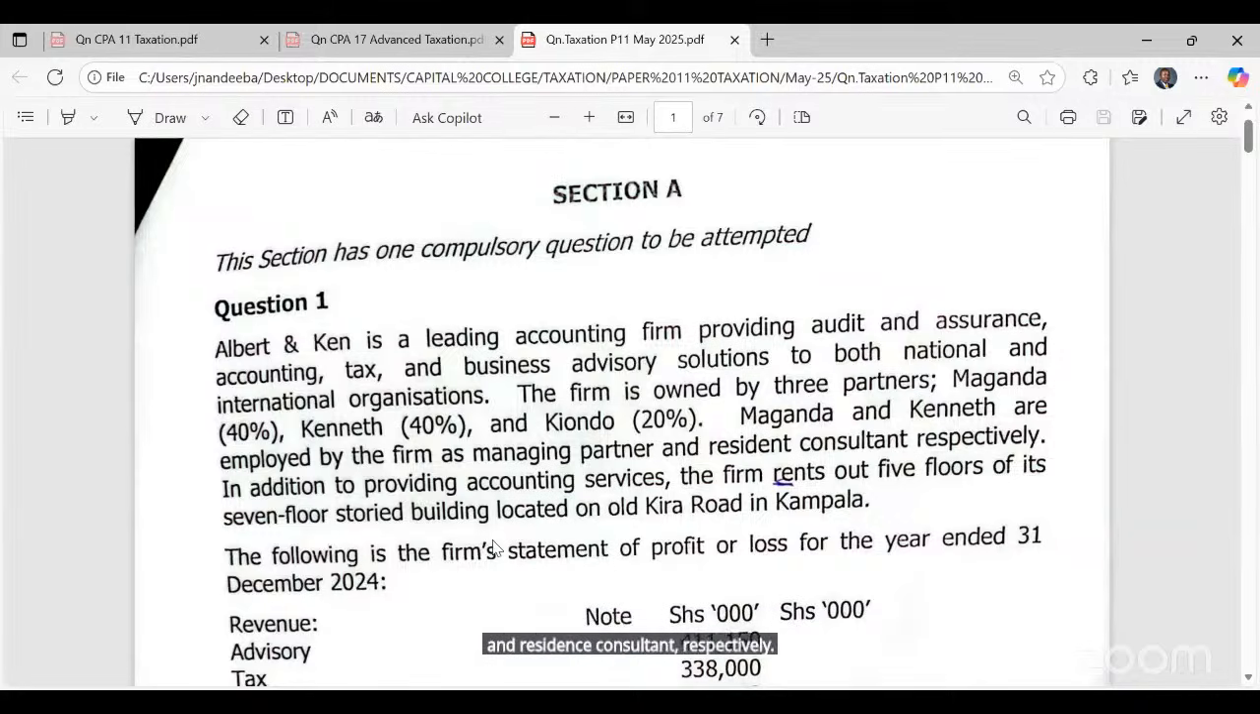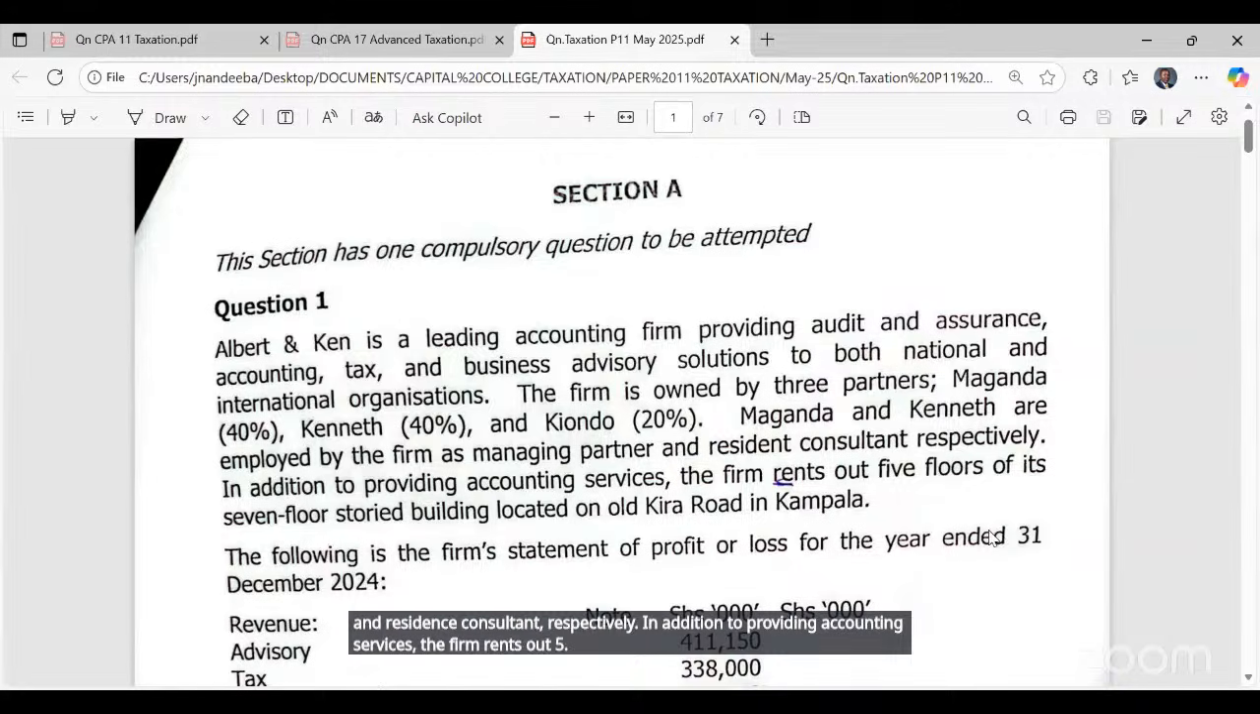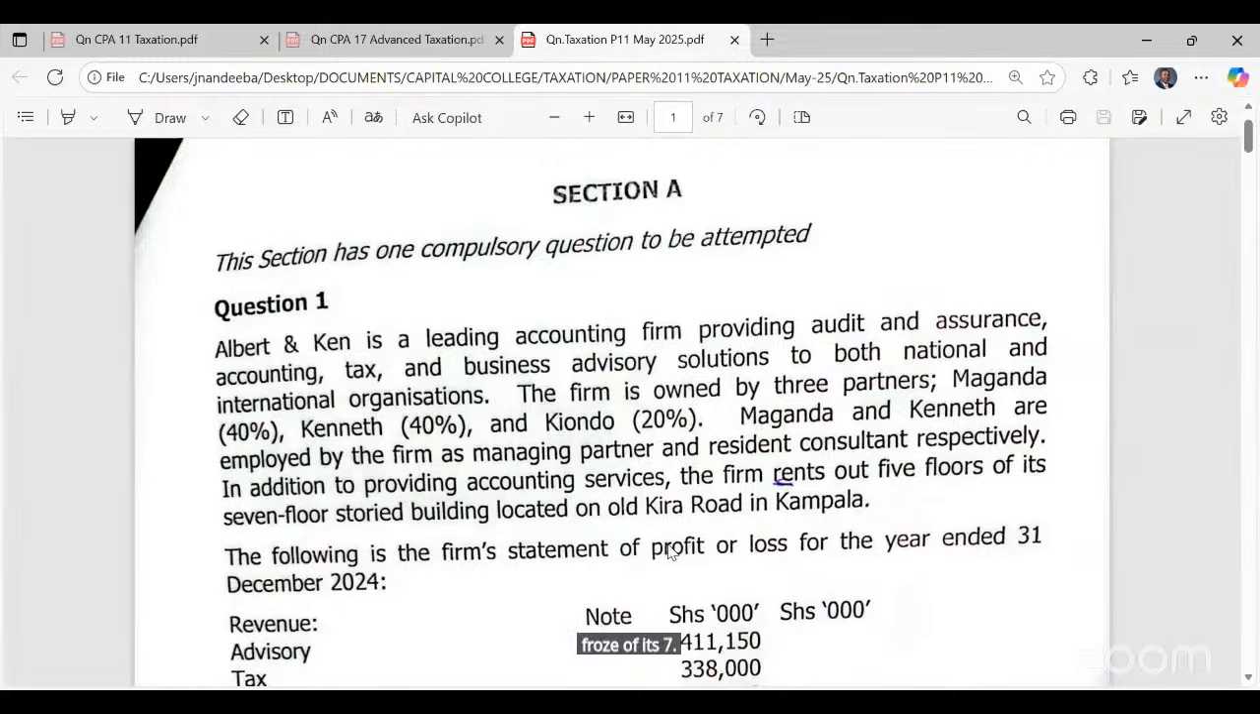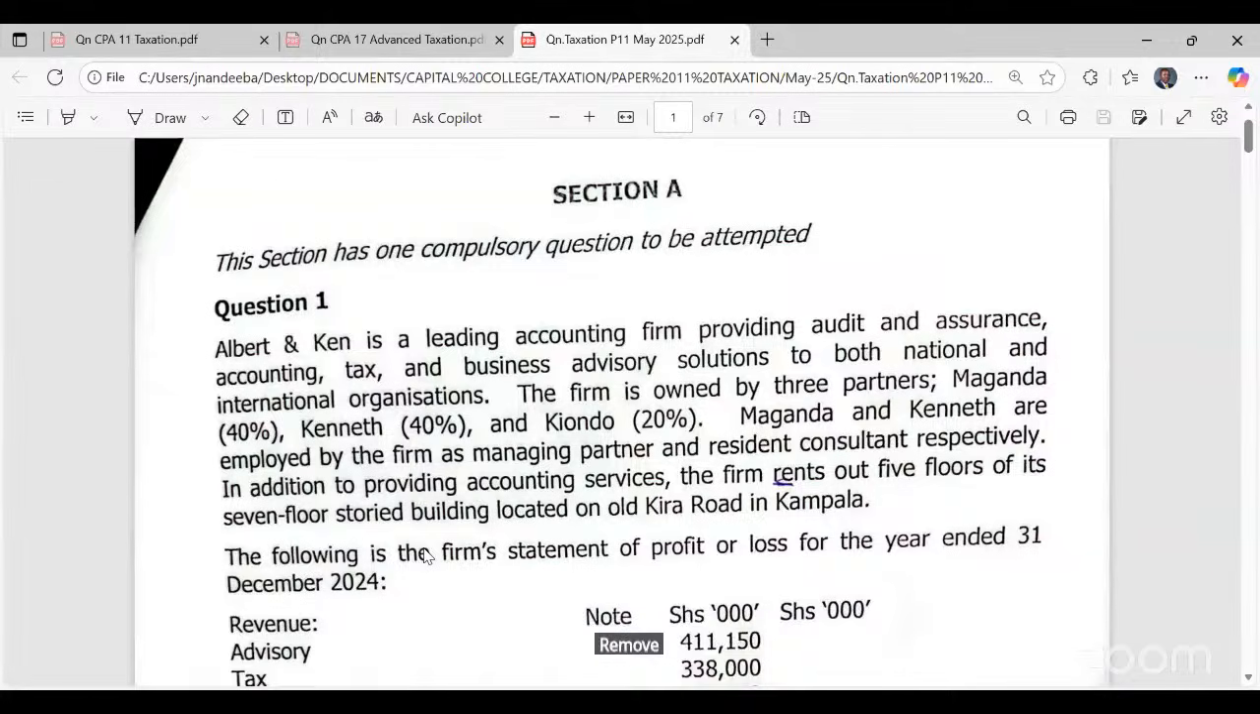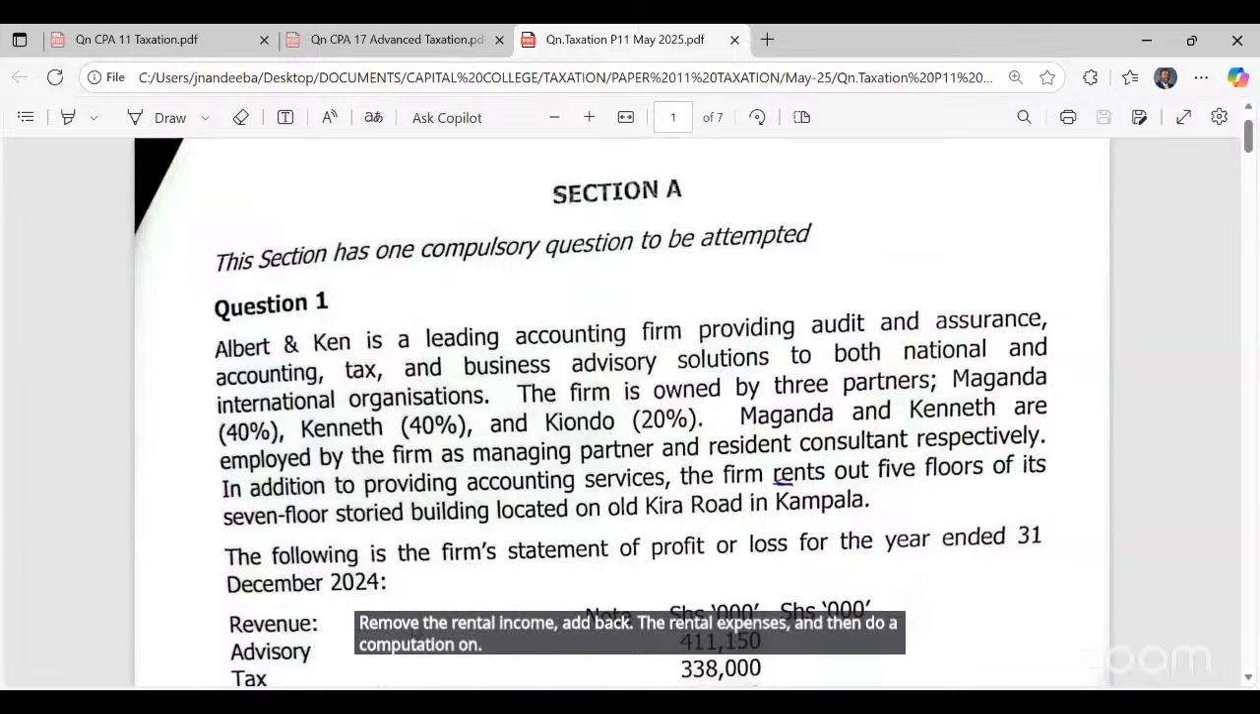Maganda and Kenneth are employed by the firm as managing partner and resident consultant respectively. In addition to providing accounting services, the firm rents out 5 floors of its 7-floor building, meaning it is also earning rental income, and therefore you must deal with rental income in the tax computation. Remember how you deal with rental income? Remove the rental income, add back the rental expenses, and then do a computation on rental tax.